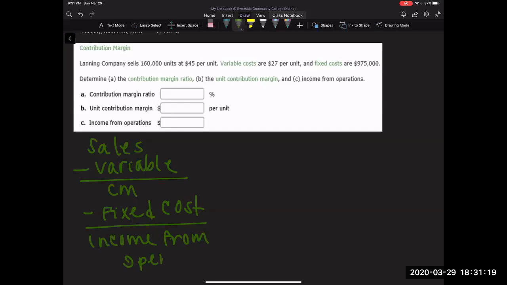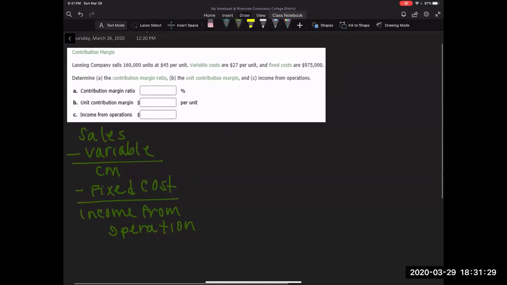What I also know is how I figure out my contribution margin. I'm going to put that over to the side here. The formula for contribution margin equals sales.